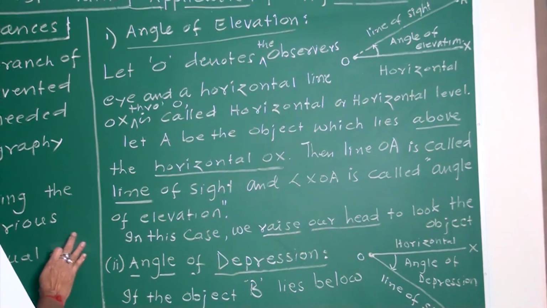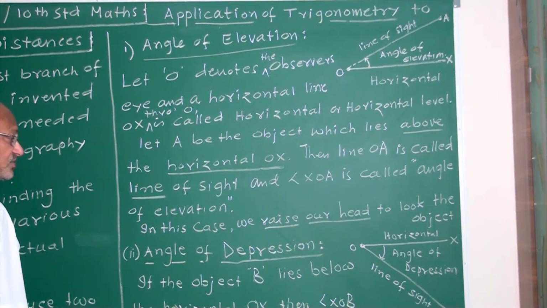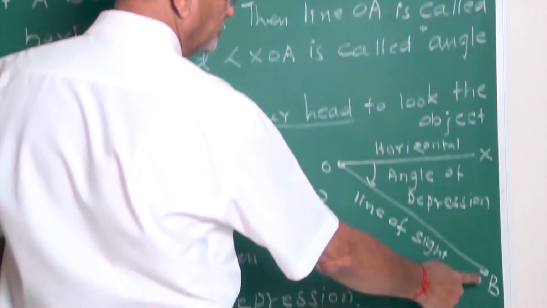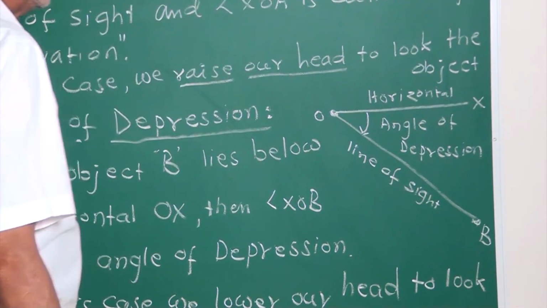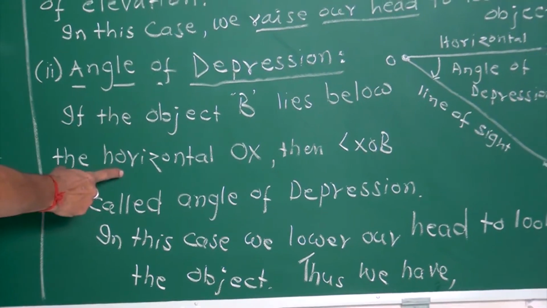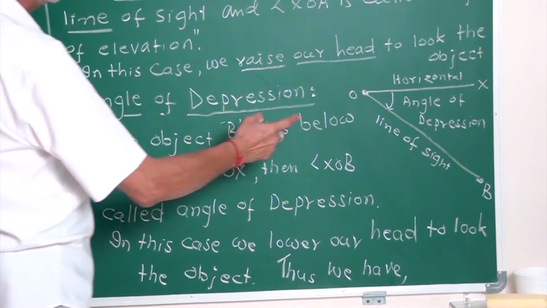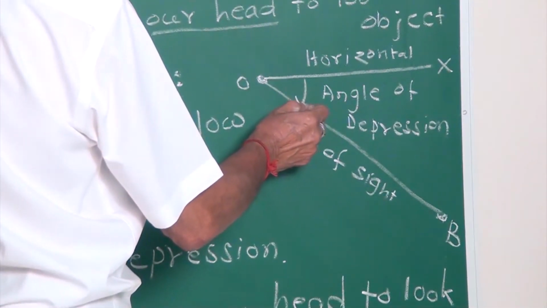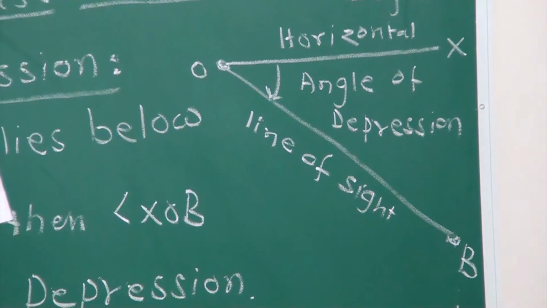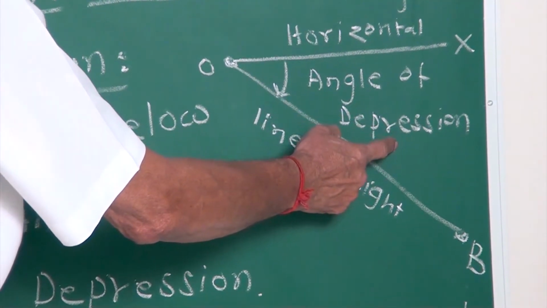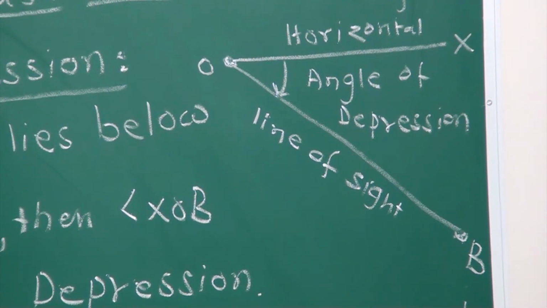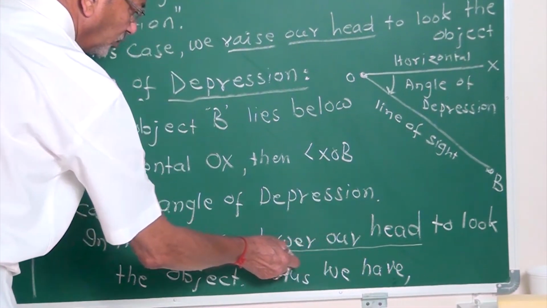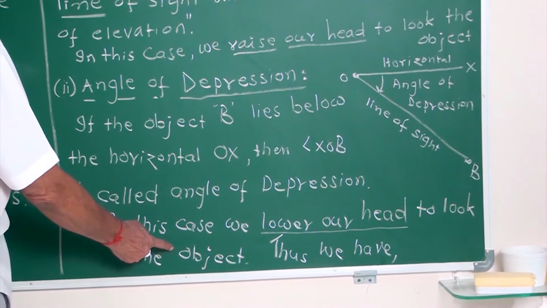Second is the angle of depression. Here the object is below the horizontal. If the object lies below the horizontal OX, then angle XOB, see the direction, is called the angle of depression. In this case, we lower our head to look at the object B.